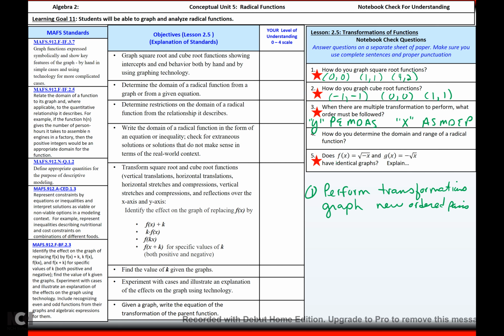And 5 says, does this function and this function have identical graphs, and explain why? And you do that. Find your ordered pairs, plot them, and then I want you to explain what you see and why you think you're seeing that.